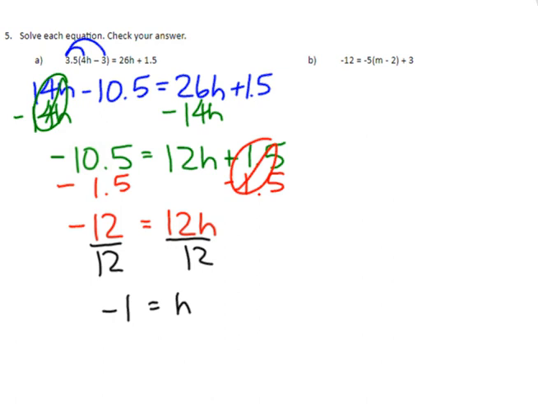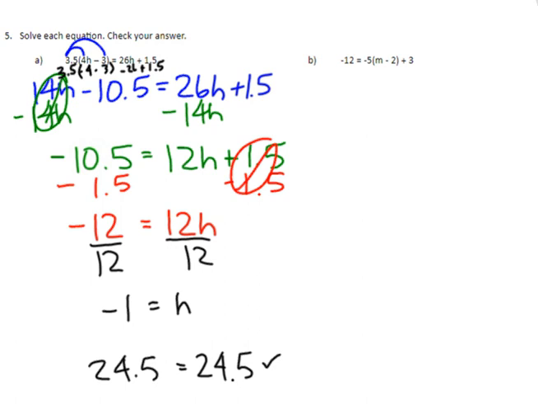Just to save time in this video, we're going to do a quick mental check. So if h is negative 1, 4 times negative 1 is negative 4. Negative 4 minus 3 is negative 7. And negative 7 times 3.5 would be negative 24.5. Okay, the other side, I'm going to do 26 times negative 1, which would be negative 26. And negative 26 plus 1.5 is also negative 24.5. So again, I'm kind of skimming over the check it step just so that this video doesn't become too long.